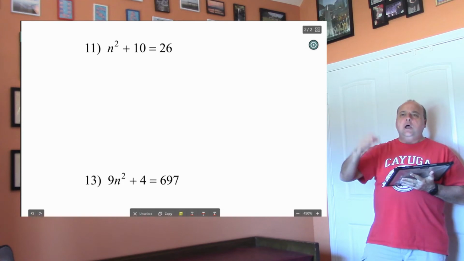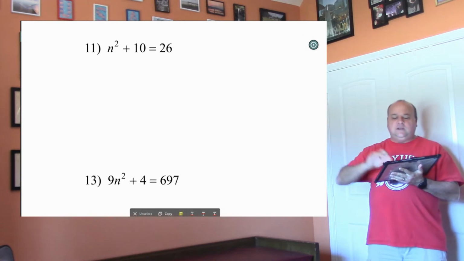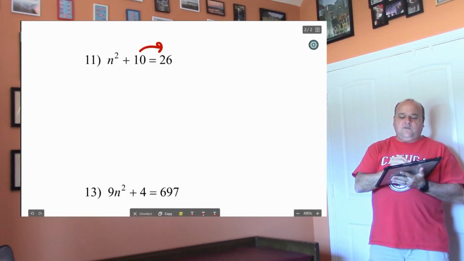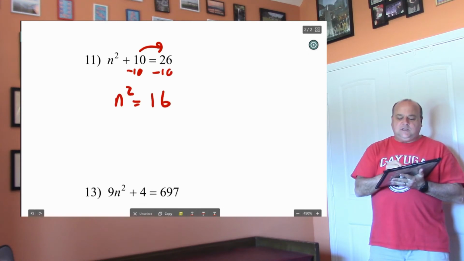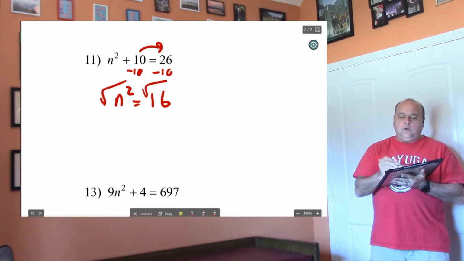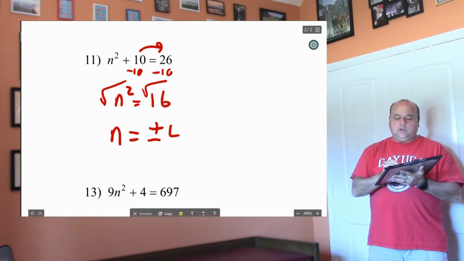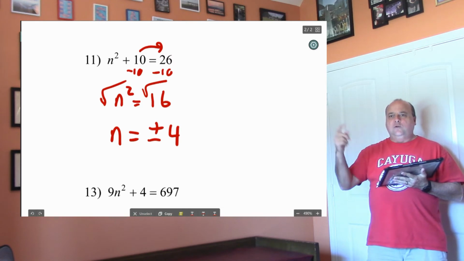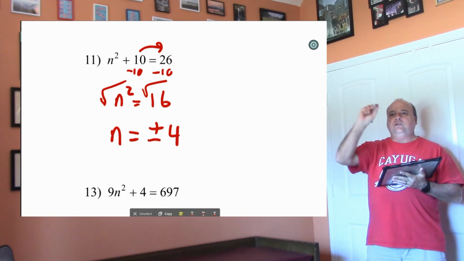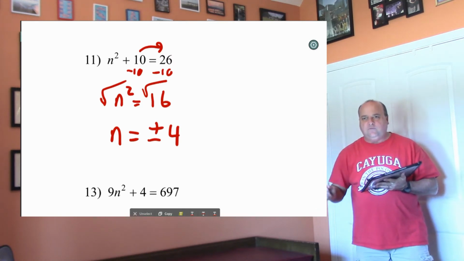Turn the page. On this problem here, we're going to have to move the 10 over, aren't we? We're not going to divide, we're going to subtract 10, aren't we? So we'll get n squared equals 16. Square root, square root. The square root of 16 is 4. So n will equal plus or minus 4. So this parabola will go like this, and it'll cross at a positive 4 and a negative 4.